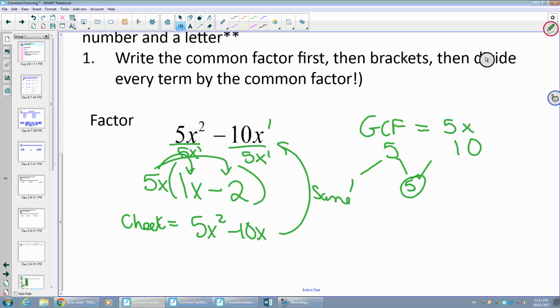Okay, so our big task here is to figure out the greatest common factor. We look at the numbers, we look at the variables, and then we divide every term by that. So it's a little bit tricky. And like I said, the only way we get better at this is if we practice.